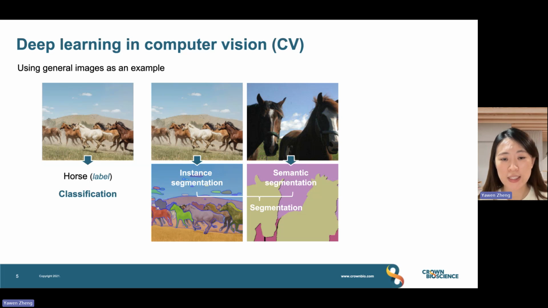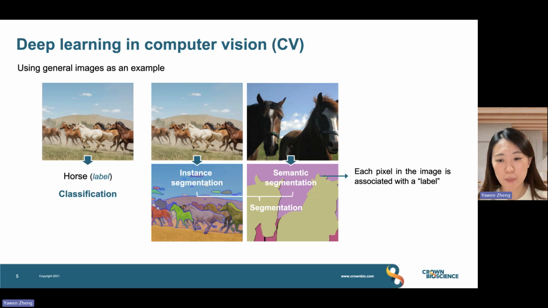But for the right image, the model thinks that the pixels belong to the horses are the same with each other, but they are different from the pixels belonging to the sky. So the horses are marked by the yellow color, and the sky is marked by the red color. And this task is called semantic segmentation task. And the classification and segmentation task is to assign the label with each pixel in the image.